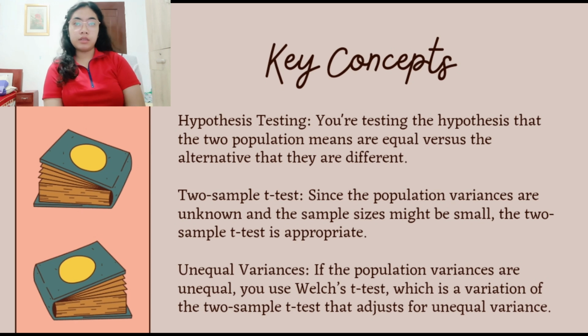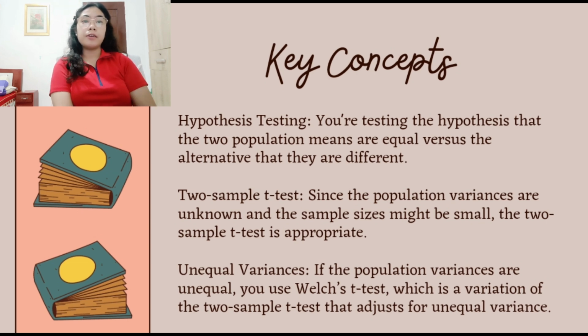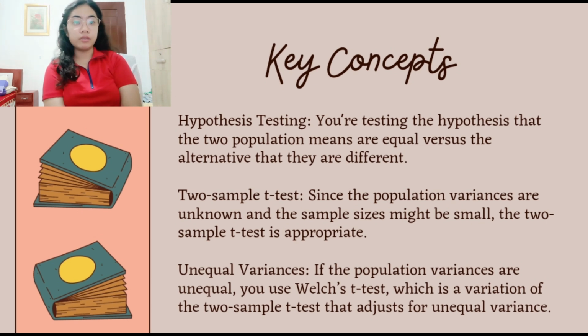And second is the two sample t-test. Since the population variances are unknown and the sample sizes might be small, the two sample t-test is appropriate. And the last one is the unequal variances. If the population variances are unequal, you use Welch t-test, which is a variation of two sample t-tests that adjusts for unequal variance.